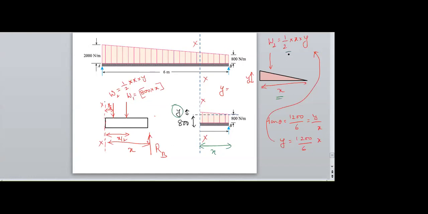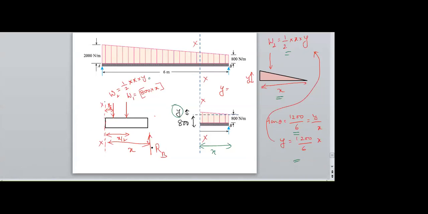Therefore the area of the small triangle is half into x into y. Taking the big triangle, it is 1200 by 6, and for the small triangle it is y by x. Therefore y is equal to 1200 by 6 into x.